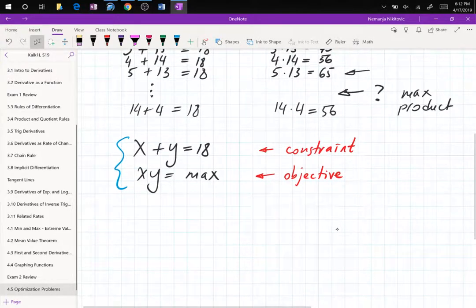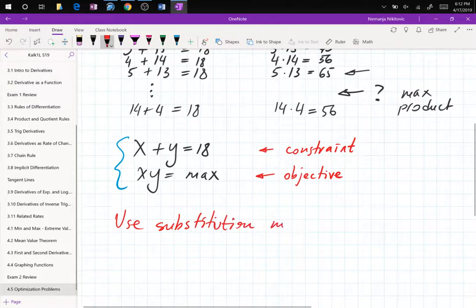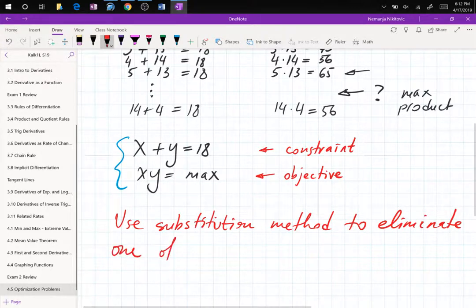So, as in any other system of equations, we are going to use substitution to eliminate one of the variables. Maybe we should write that in blood. Use substitution method to eliminate one of the variables.